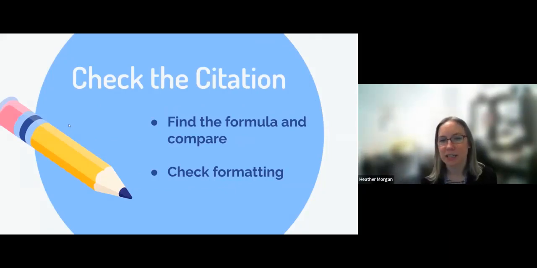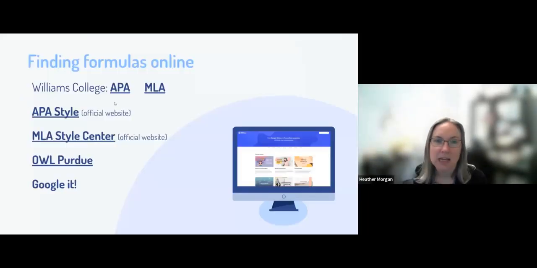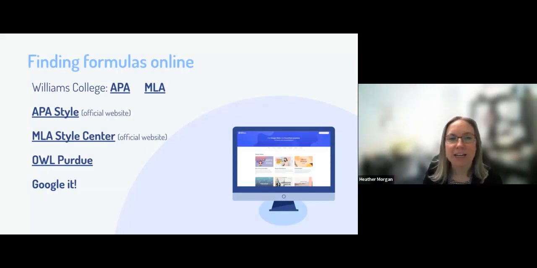When I check a citation, the first thing that I do is find the formula, and then I compare it to what the citation generator gave me. Once I've done that, I check the formatting as well. I didn't really talk about where to find formulas earlier in the presentation because we're focusing on generators. But remember, in NoodleTools Express, you can find the formula by opening up that little plus sign in the corner. Or there are some places online where you can find formulas.